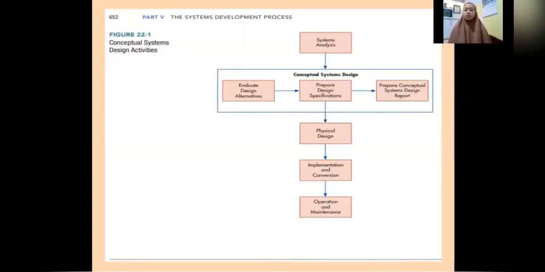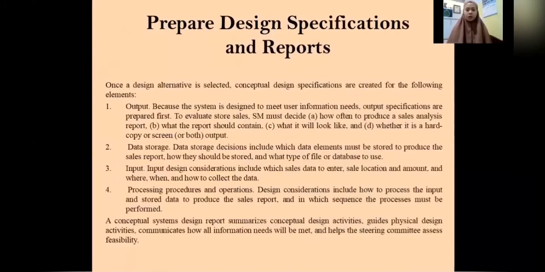Figure 22.1. This is conceptual system design activities. Prepare design specifications and report. Once a design alternative is selected, conceptual design specifications are created for the following elements. 1. Output. Because the system is designed to meet user information needs, output specifications are prepared first, to evaluate store sales as a must design.